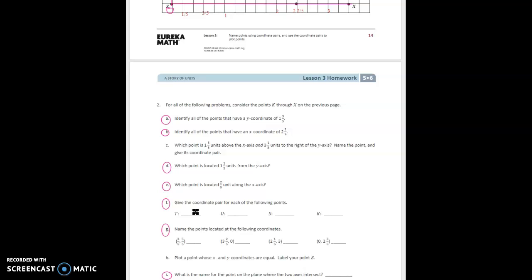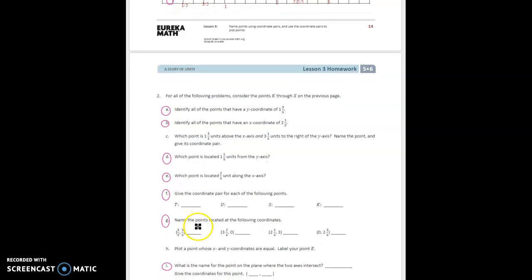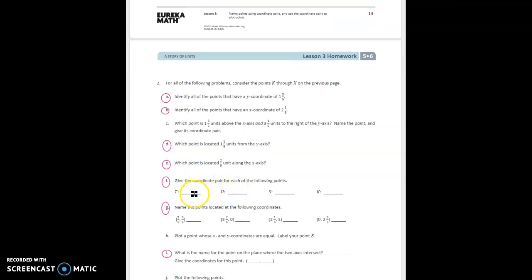F, give the coordinate pair for each of the following points. And same with G. F is going to tell us the letter, and you need to give the x and the y coordinate. Remember, you go over and then up to find the coordinates. And G is just, they give you the coordinates, and now you need to say what letter is found there. So you're just doing the opposite.